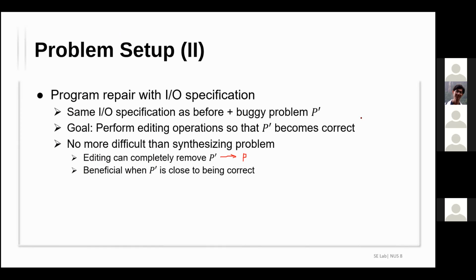So that's why program repair is only beneficial when our P prime, that means the buggy program, is already very close to being correct.